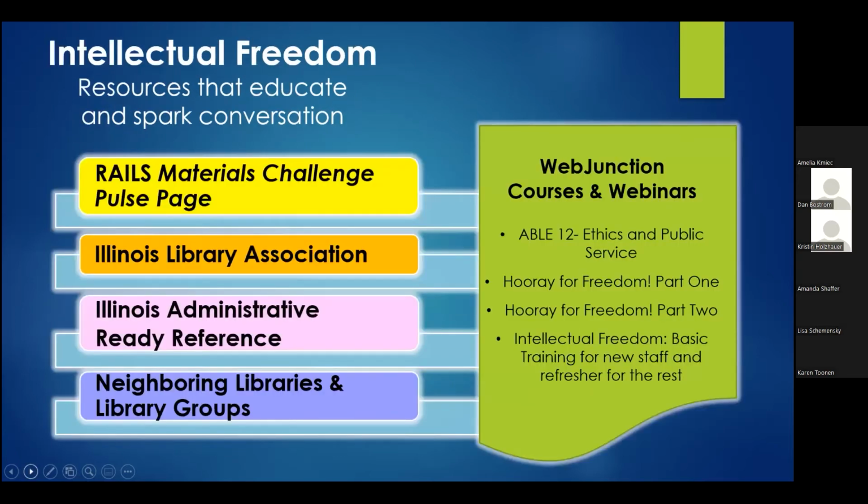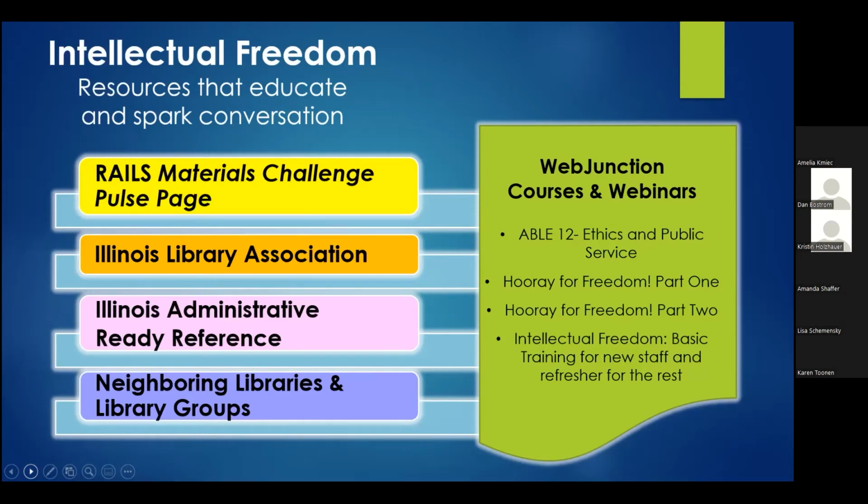In addition to ALA's resources, information can be found on the Rails website. As Dan mentioned, Rails has just launched a new materials challenge post page. This is a great collection of resources that you can link to directly from their homepage. Additionally, on Rails, there are continuing education webinars and a policy bank to assist you with reviewing your policies and procedures and training your board and staff.